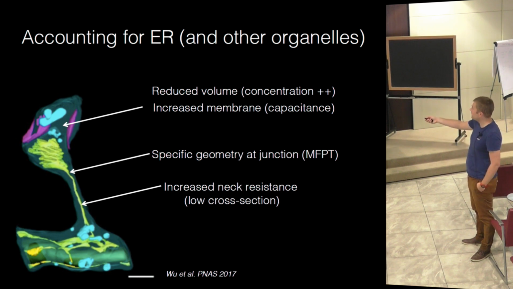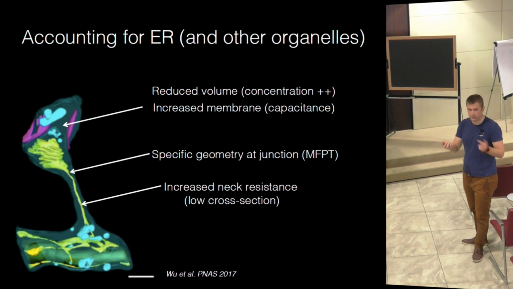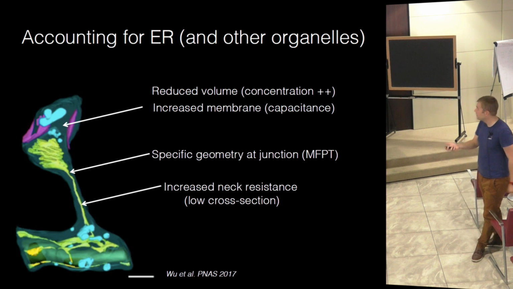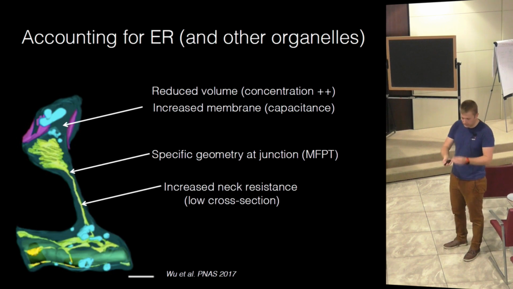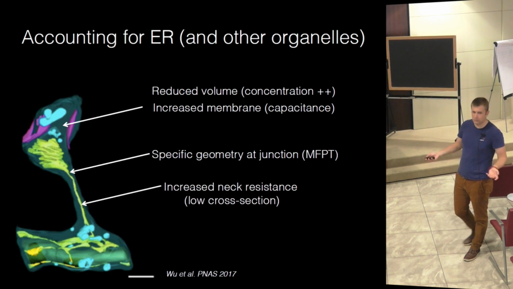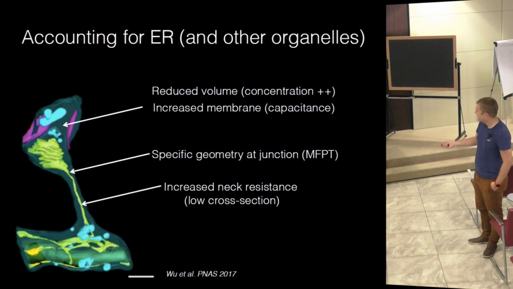But at the same time, you are also going to increase the effective membrane capacitance of the spine. Also, the geometry of the neck junction, which is really important to regulate the flux and especially the diffusion flux of ions, is going to be completely changed. The neck resistance is going to be decreased because the effective cross-section of the neck is going to be decreased. So who knows what would happen with this?